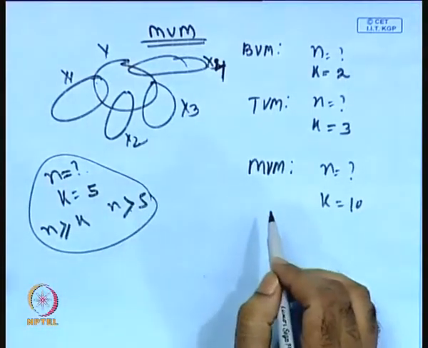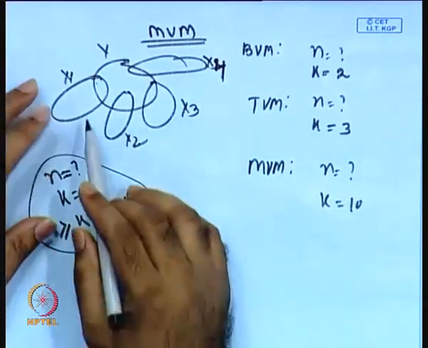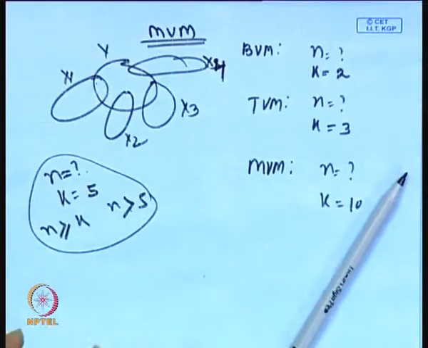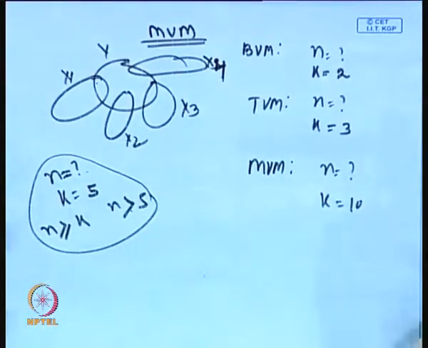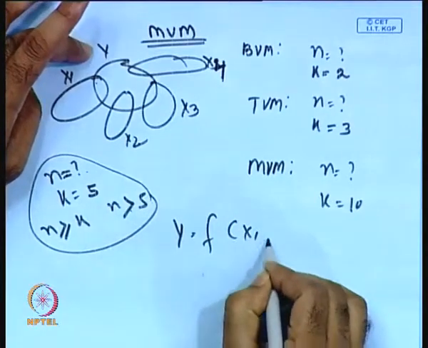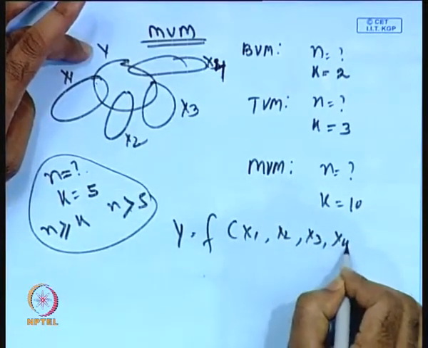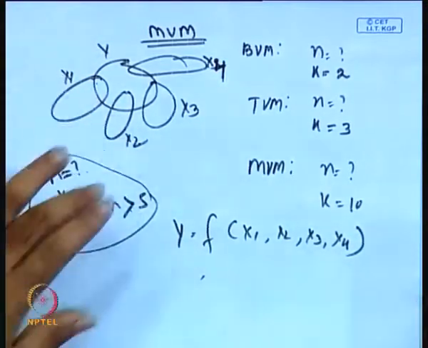So you have to take care of this particular problem. This is a very serious issue before you go to multivariate models. All right, so the way I have structured the particular problem here is that y is a function of x1, x2, x3 and x4. So this is the mathematical formulation of this particular problem.